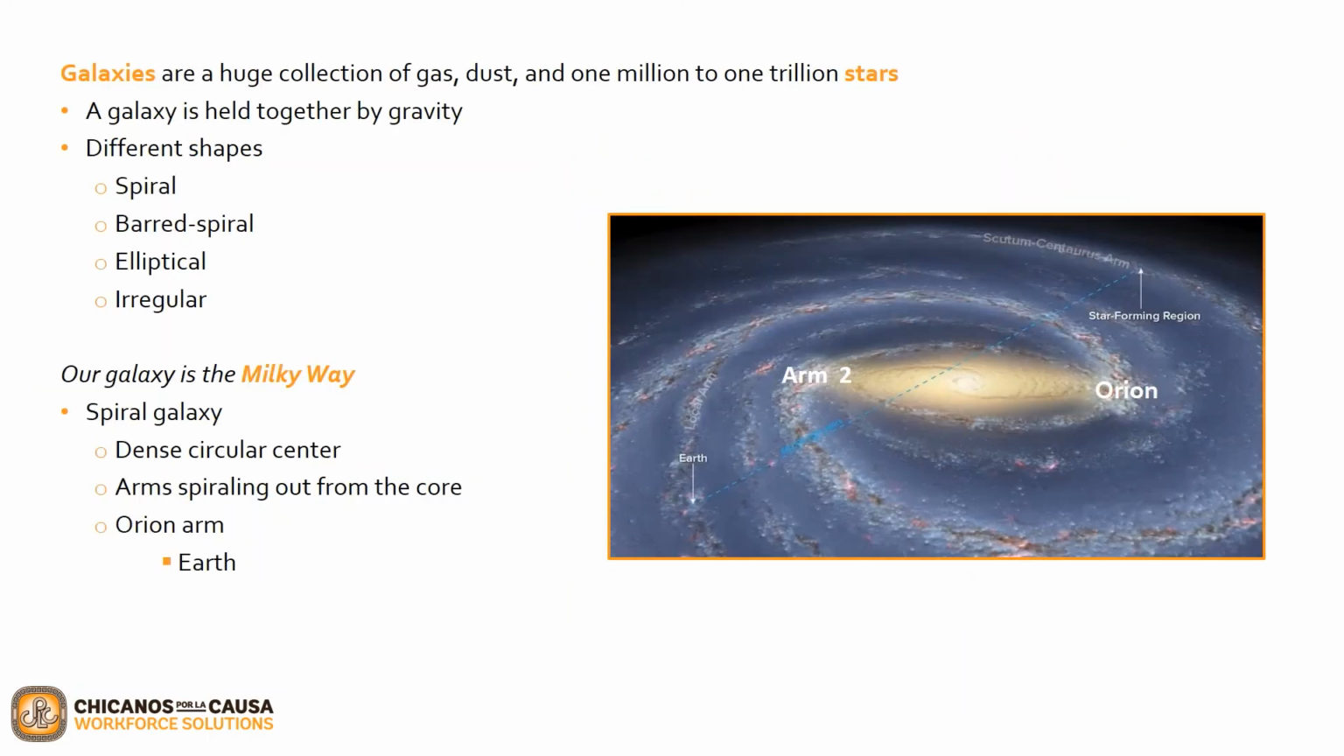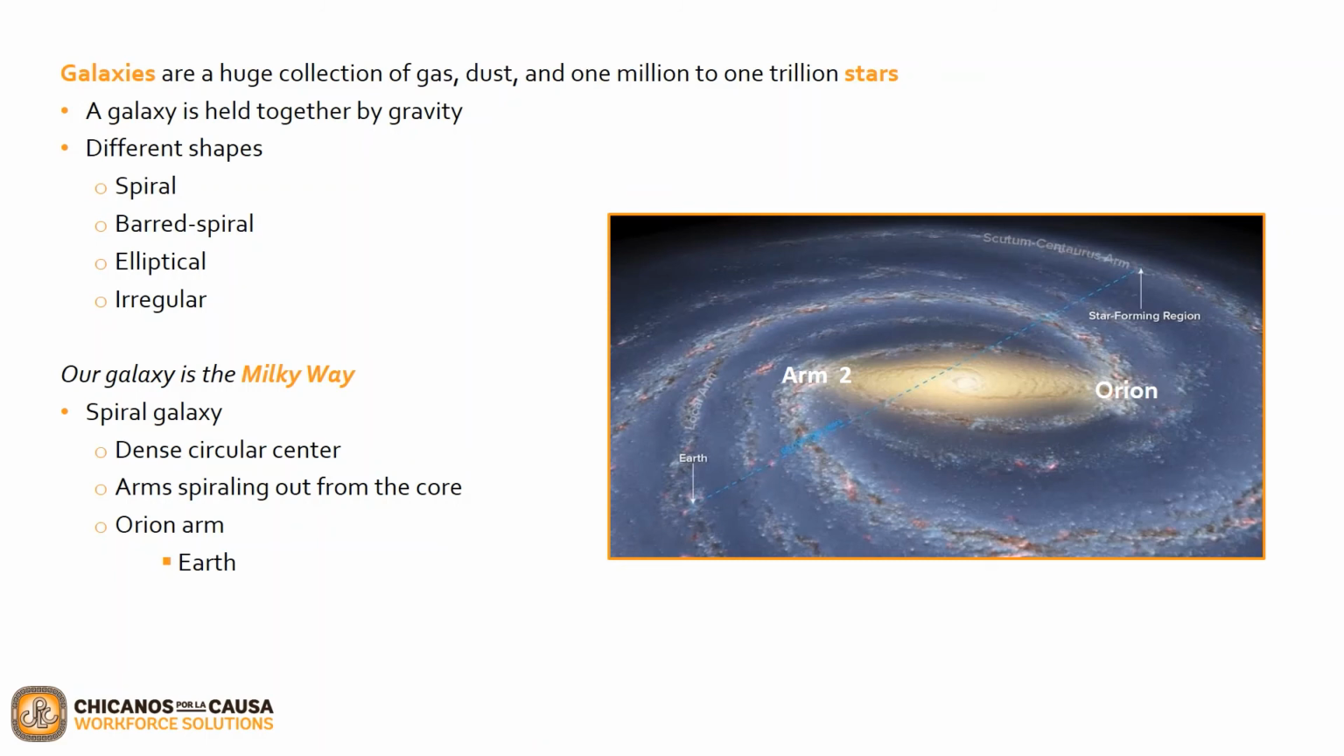So we learned about the birth of a star and its life expectancy. So where do all these stars live? Because remember, there are millions of stars forming at one time. Well, they live in galaxies. Galaxies are a huge collection of gas, dust, and of course, stars. A galaxy is held together by gravity.